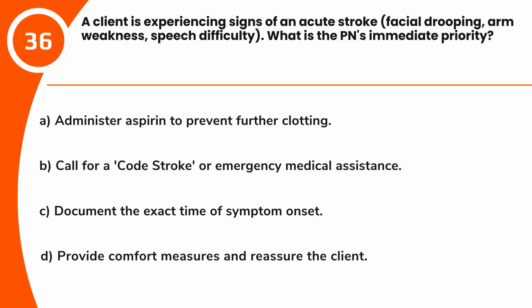Question 36. A client is experiencing signs of an acute stroke: facial drooping, arm weakness, speech difficulty. What is the PN's immediate priority? A. Administer aspirin to prevent further clotting. B. Call for a code stroke or emergency medical assistance. C. Document the exact time of symptom onset. D. Provide comfort measures and reassure the client.